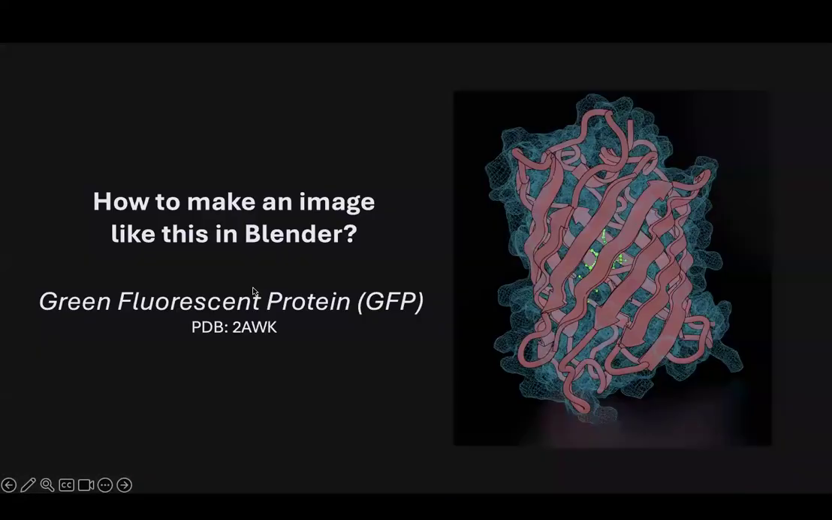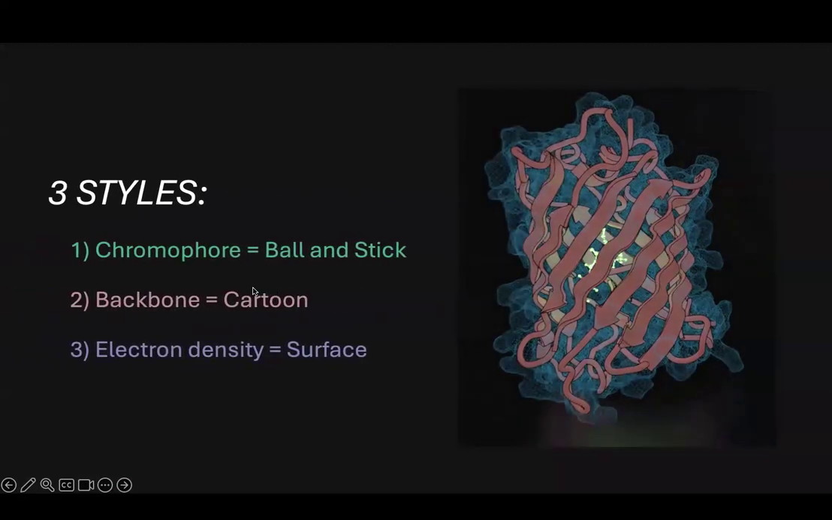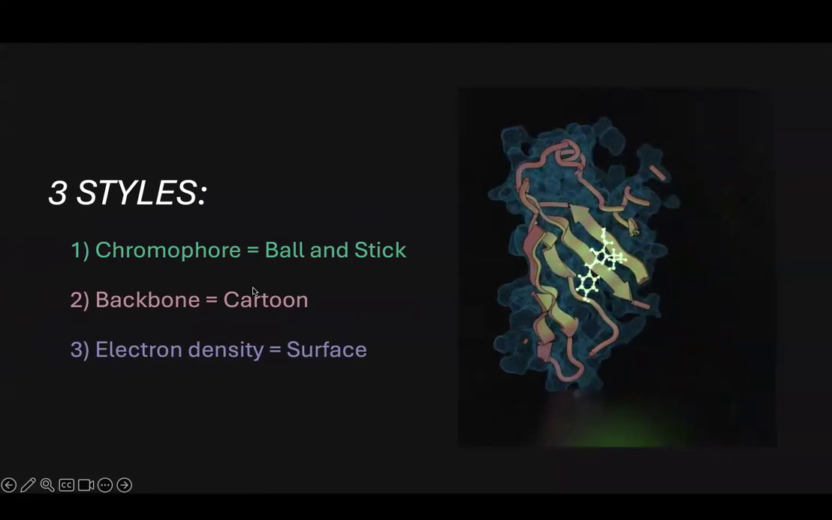Now that protein is actually green fluorescent protein, or GFP, which I'm sure a bunch of us are familiar with. And this was done using the PDB file 2AWK, this image right here. Now this may look a little daunting as to how you even begin to make this, but Blender makes this very simple, and we can break this down into 3 different styles. So we have a chromophore, a backbone, and the electron density, each styled in their own way. The chromophore being a ball and stick, the backbone a cartoon style, and the electron density being a surface.